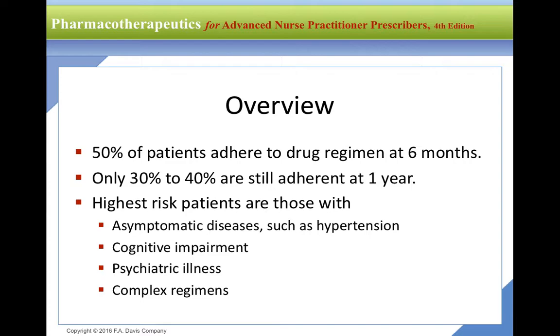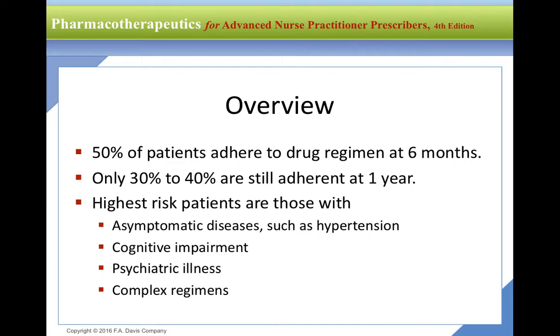And we're not talking about that person who forgets one night a month. A large percentage of people, for various reasons, don't take their medication as prescribed routinely. They forget all the time. Only 30 to 40% are still adherent at 1 year. A lot of factors play into this.